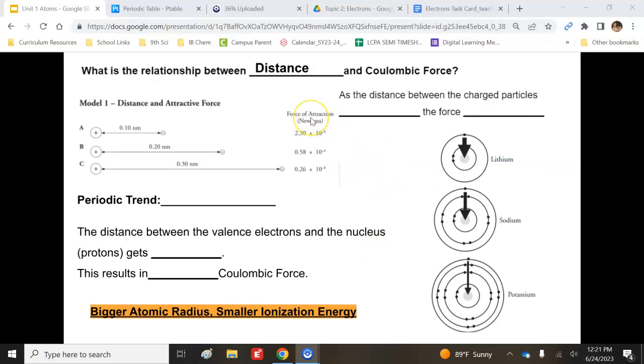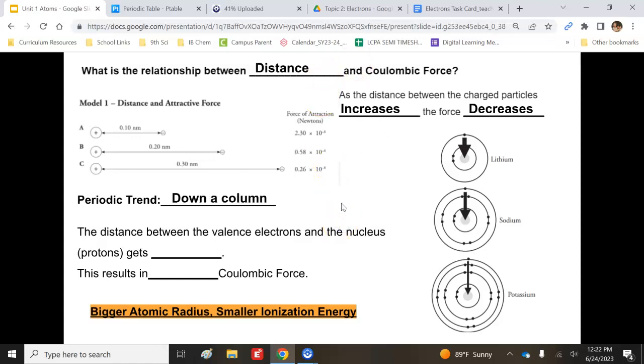And we looked at this in our virtual lab. If we look at this model 1, we're looking at A, B, and C. Between A, B, and C, what we're changing is the distance. As we increase the distance, what does it look like is happening to our force? It's decreasing. So as distance of the particles increases, the force decreases. It's kind of like a magnet. As I pull magnets further away from each other, the force of attraction between those two magnets decreases over time.